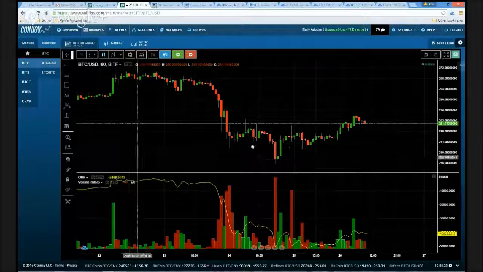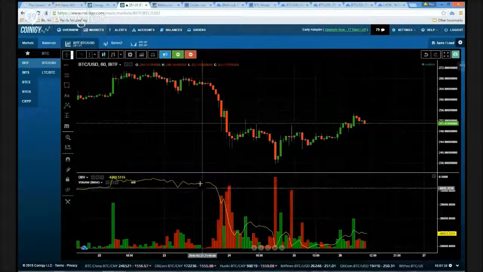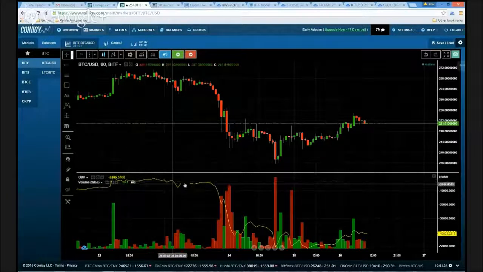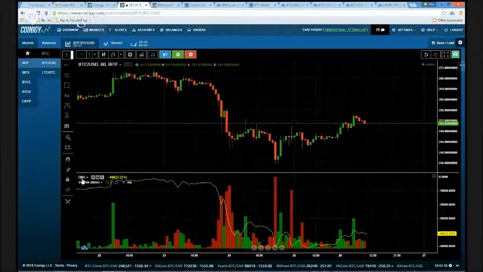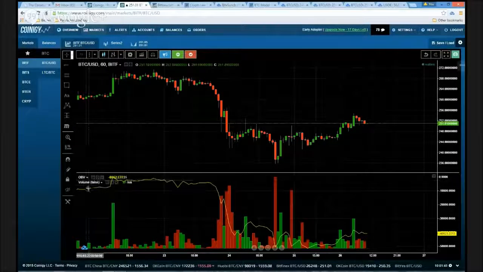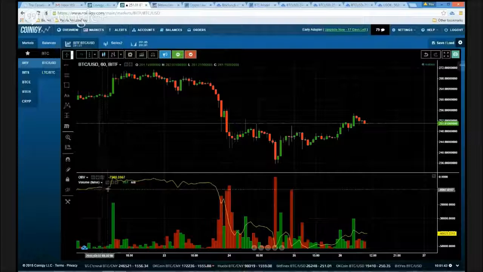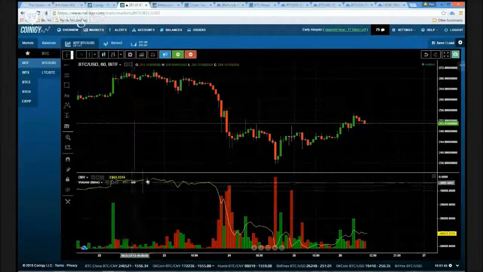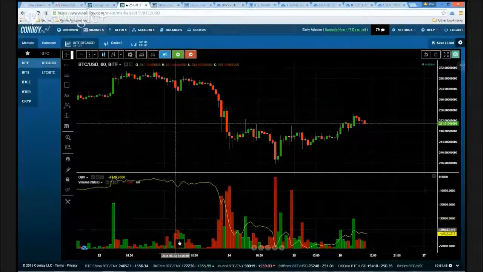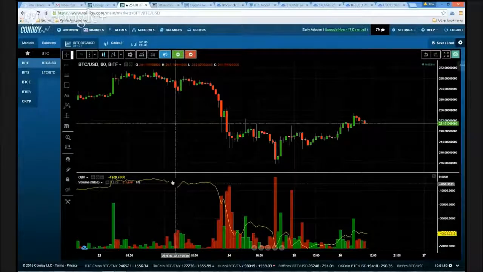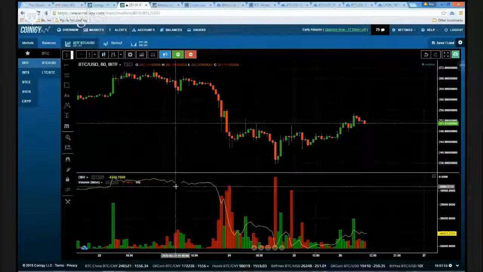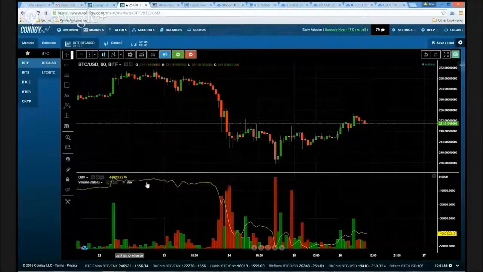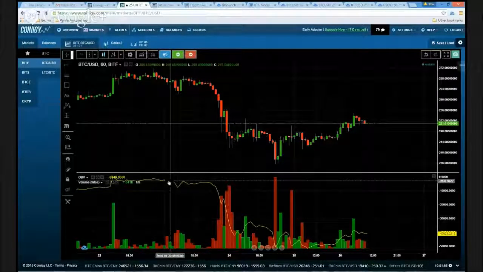So what is the OBV? In the simplest terms, as you can see, it's just a line representation, and OBV stands for on-balance volume. It's simply a running total of up versus down volume. So when you see a red candle like here, that's going to be a negative on this on-balance volume indicator, because it's basically a running total of what the on-balance volume is.